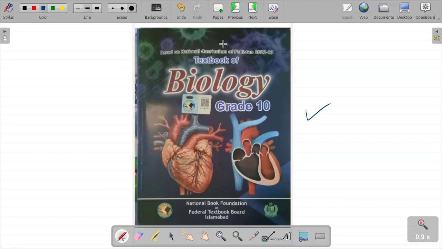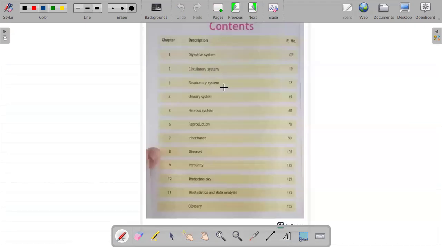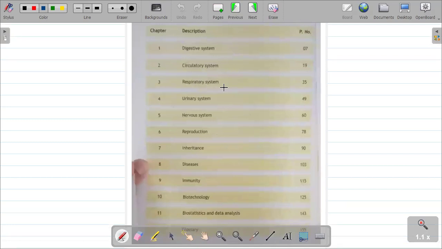Now, let's take a look at the book's content and get familiar with its structure. These are all the chapters included in your book. It contains 11 chapters. The first one is about the digestive system, the second, the circulatory system, the third, the respiratory system, the fourth, the urinary system, the fifth, the nervous system. Then we have reproduction, inheritance, diseases, immunity, biotechnology, and biostatistics and data analysis. So in total you have 11 chapters, which you have to cover in grade 10th.